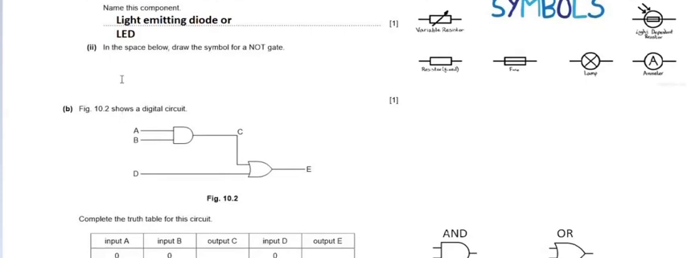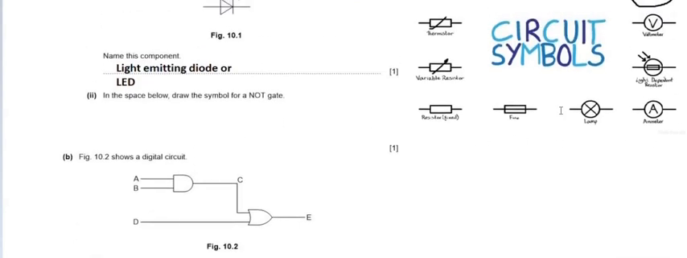Question number B. In the space below, draw the symbol for the NOT gate. In the MCQ we had seen the symbol for the NOT gate. All the symbols of the gates we have to revise before we solve any problem in digital electronics. So what was the NOT gate basically? We had seen it is nothing but a kind of triangle.